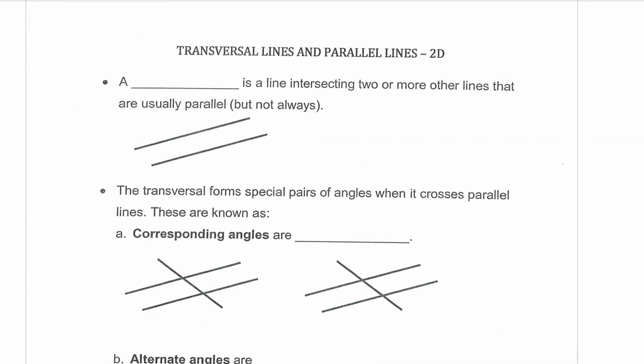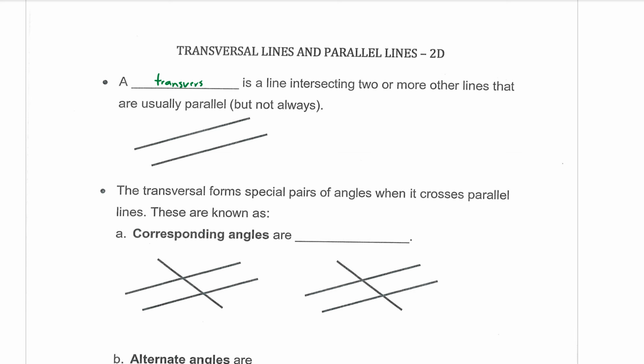Today we're going to start with parallel lines, and there are 3 rules that you need to know for parallel lines. First of all, you don't just have parallel lines. We need a line that's going to cross over the parallel lines, and it has a special name. It's called a transversal.